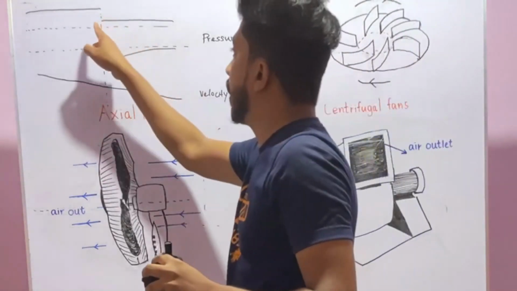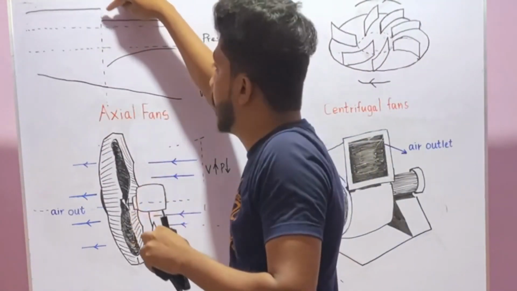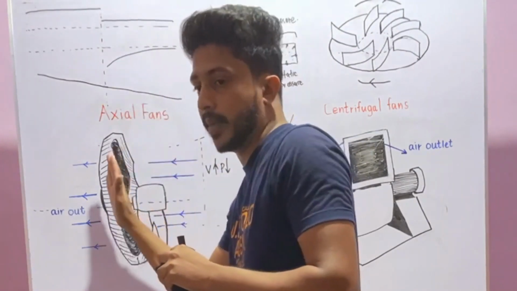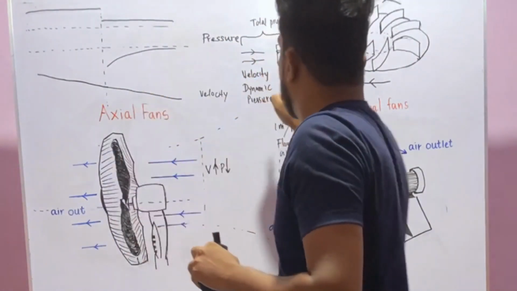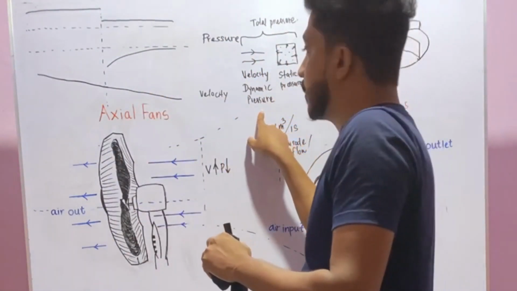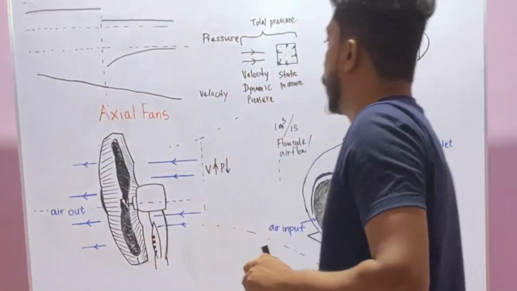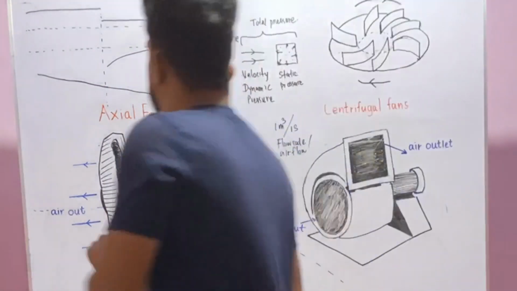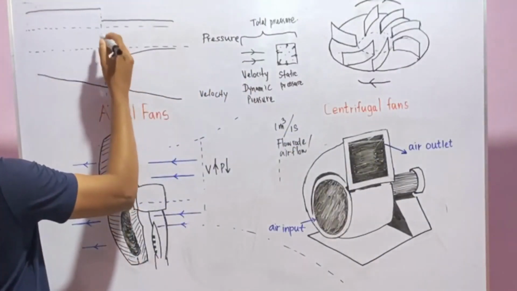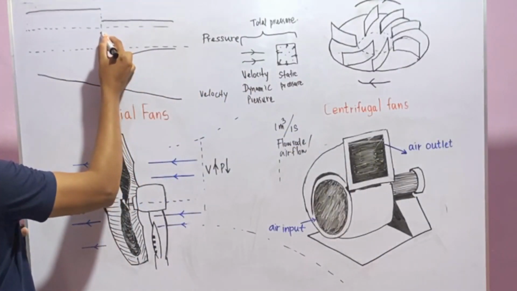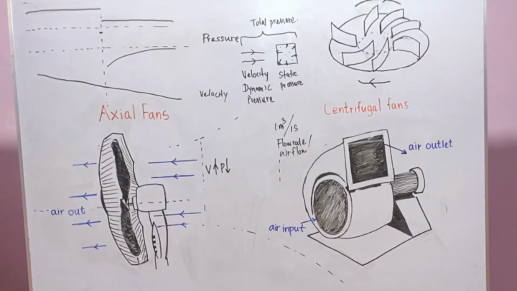So here total energy has increased rapidly after the fan blades, but one component of the total energy has not increased rapidly. What has increased rapidly is the pressure. Pressure now increased up to here.